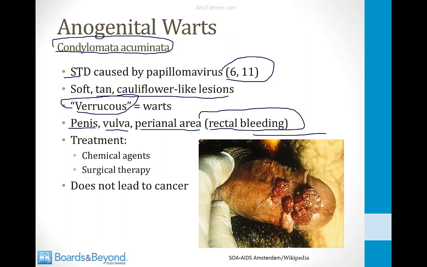There are a number of different treatments. There are chemical agents, there are surgical therapy, there are some drugs that are used. And an important thing to recognize is that the subtypes of papillomavirus that cause anogenital warts do not lead to cancer. So just because someone has one of these doesn't necessarily mean they're also going to later get one of the cancers caused by HPV.